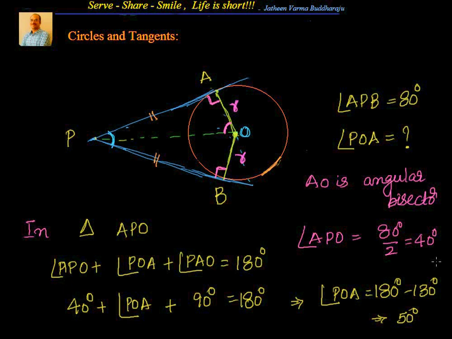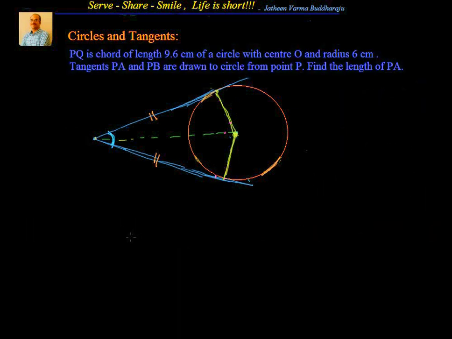Now we have done some problems on angles. Let's try to do some problems where we have to find out the information about a particular length, not the angle. So let's look into that interesting problem. Let's look at this interesting example. PQ is a chord of length 9.6 cm of a circle with center O and radius 6 cm. Tangents PA and PB are drawn to the circle from a point P. So find out the length of PA.